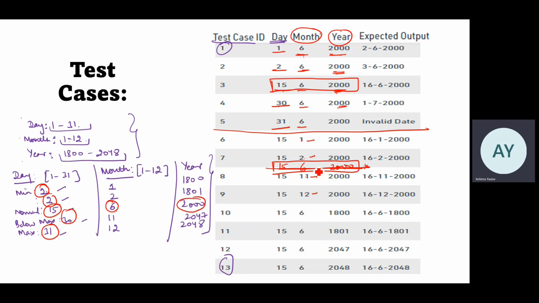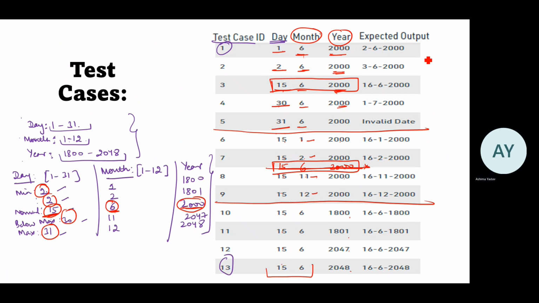And after 1, 2, 11, 12 in the month column, you write the nominal values for day and year, that is 15 and 2000. Now, after these 9 test cases are completed, repeat the same thing for year. Year can range over 1800, 1801, 2047, 2048. And the mid value will be here. So the mid value for day was 15, the mid value for month was 6. So those are again repeated here.